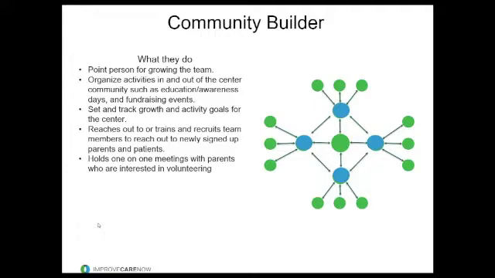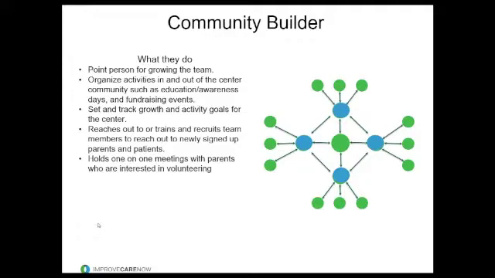So these are some examples of subject areas that coordinators could fill. So somebody could be a community builder, and they would be the point person for building the team. So they would work with the clinical staff to figure out how they're going to introduce the team and projects to patients and their family members.